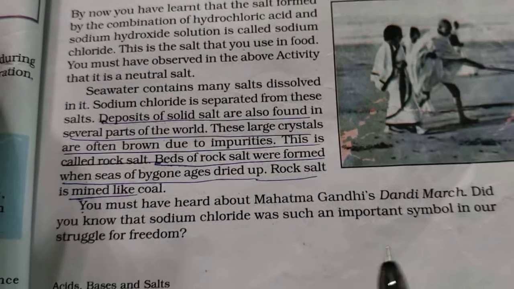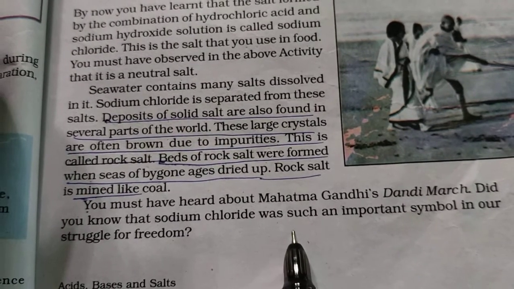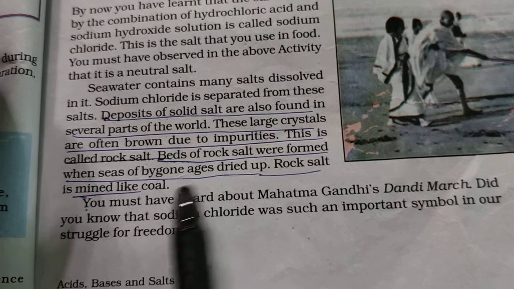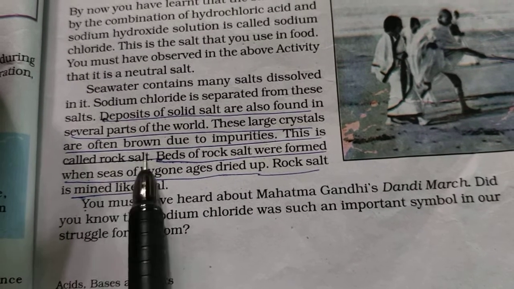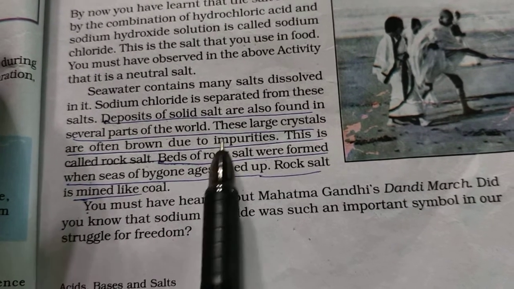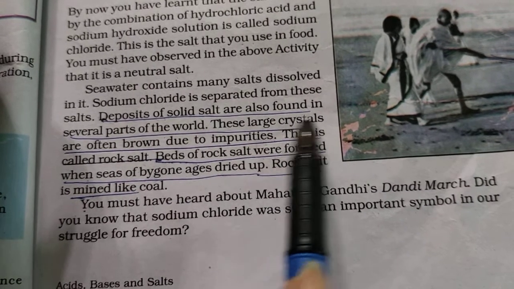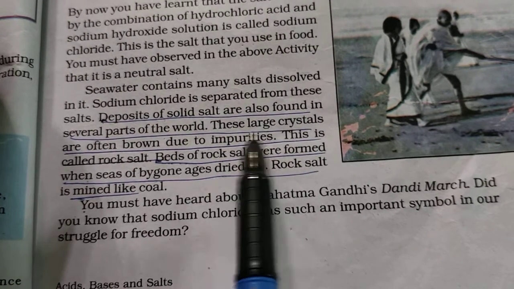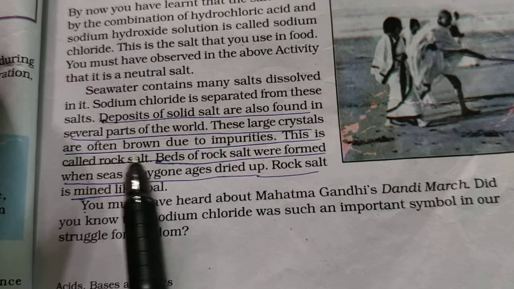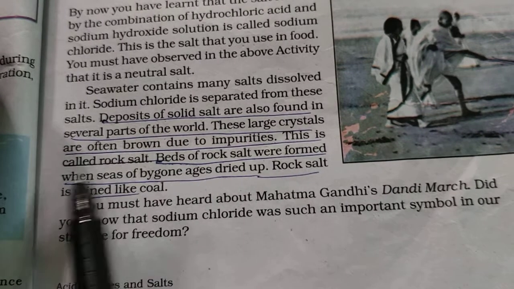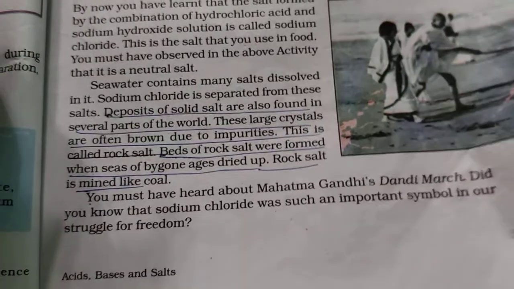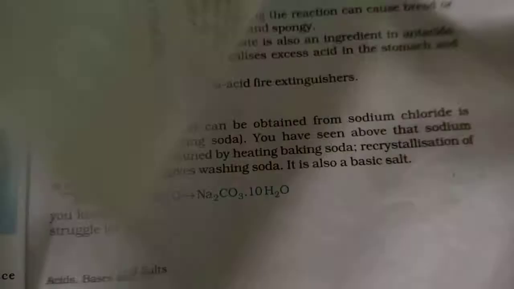This struggle was carried out over salt, and this is mentioned here. A question can come from this: what is rock salt? Write the question and copy the answer from here: deposits of solid salt are also found in several parts of the world. These large crystals are often brown due to impurities. This is called rock salt. Write this. The question was what is rock salt; write the answer from the book.